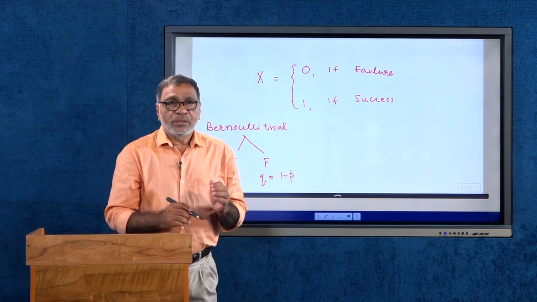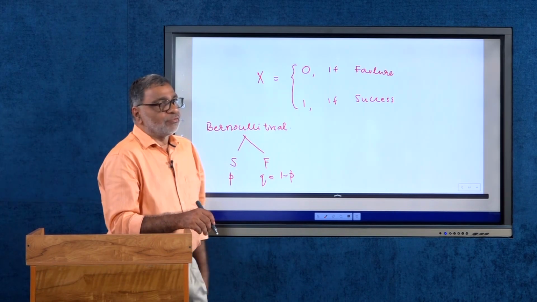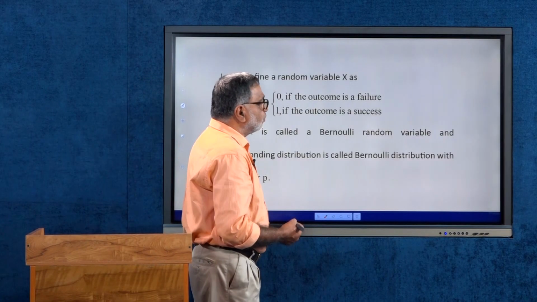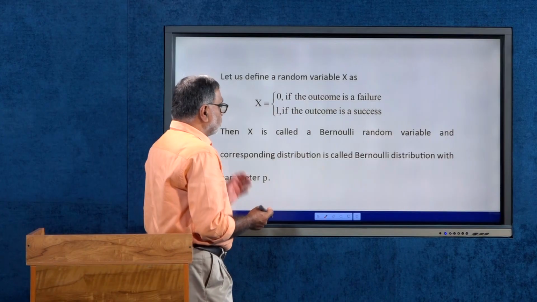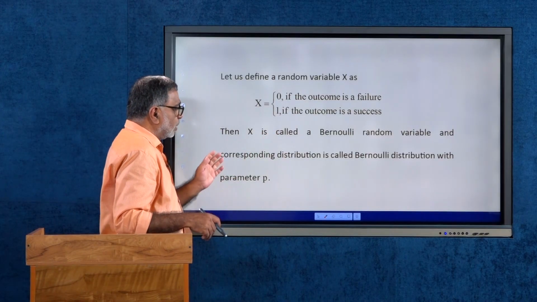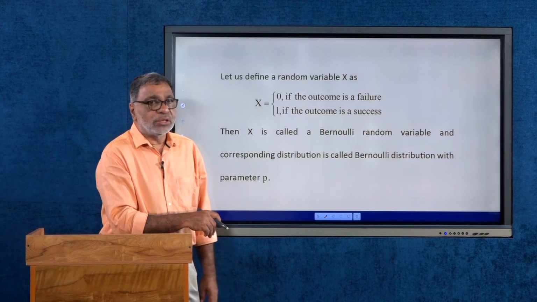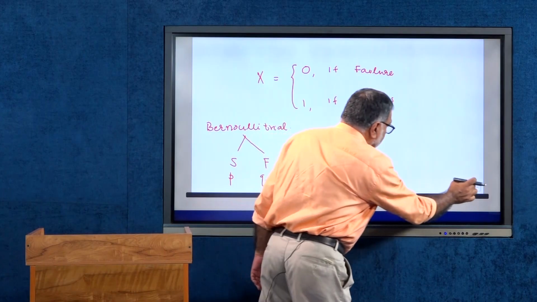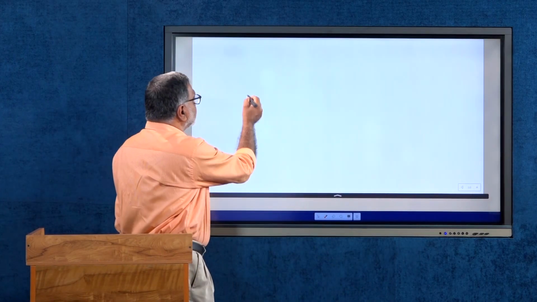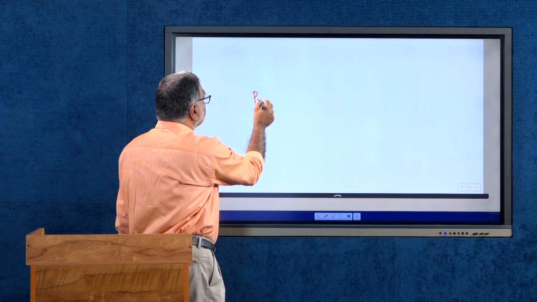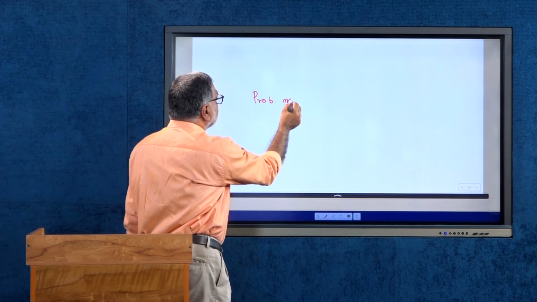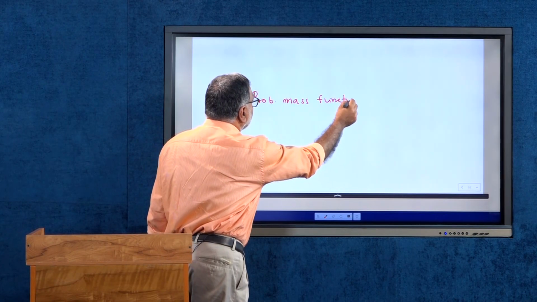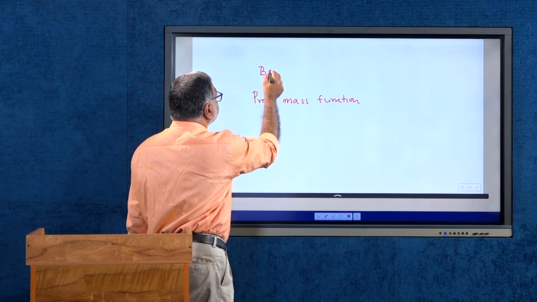So, this x is called a Bernoulli random variable, and the corresponding distribution is called the Bernoulli distribution. So what is the Bernoulli distribution's probability mass function, or probability density function, of a discrete random variable in the case of a Bernoulli random variable?